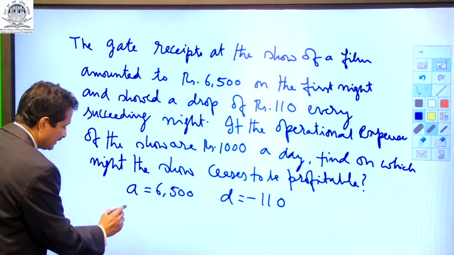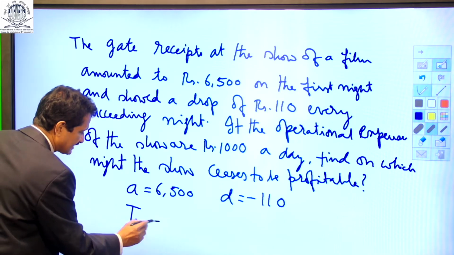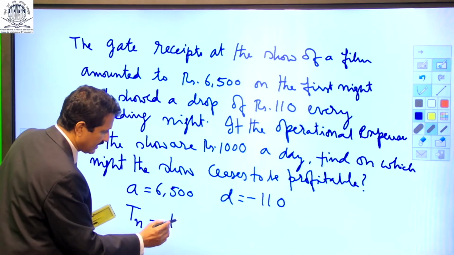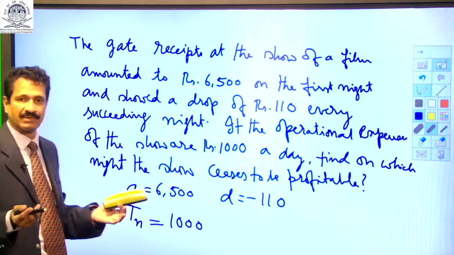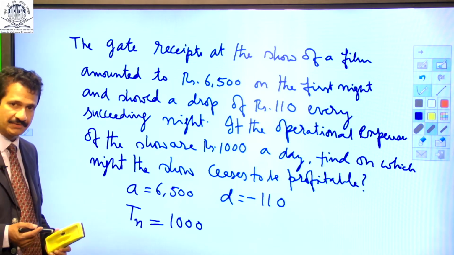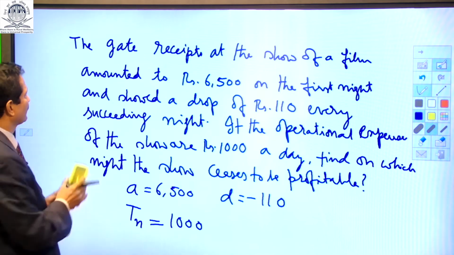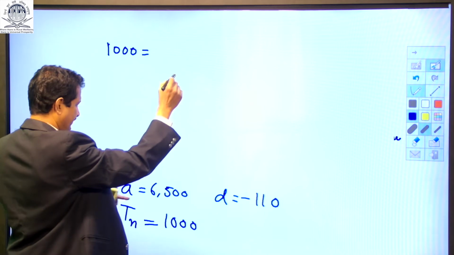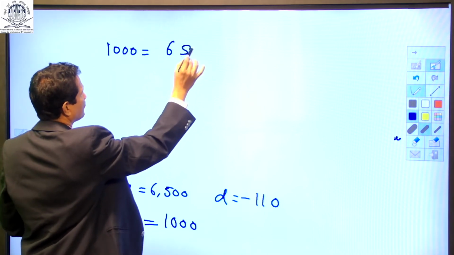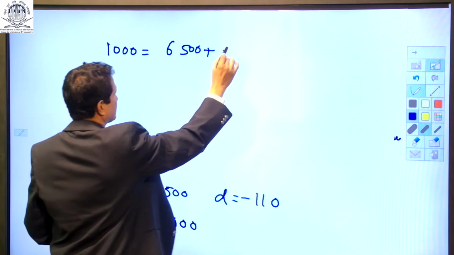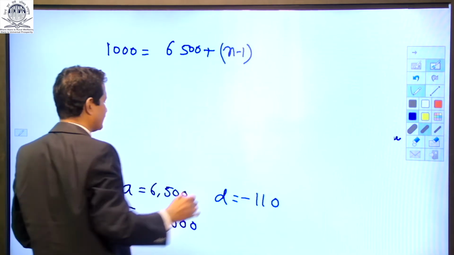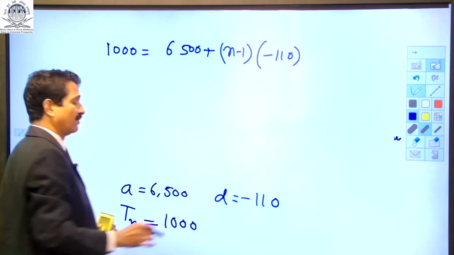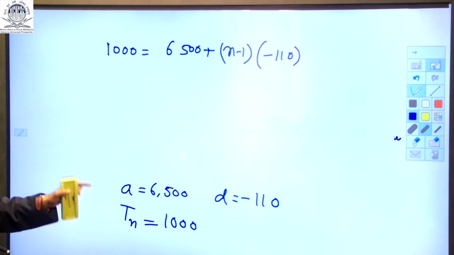It means Tn, n is the period which is not known to us, and that is what we are going to calculate. Tn is 1,000. The problem is now very simple. You know the formula, Tn is equal to A plus n minus 1 D. Let us solve this problem. Here 1,000 rupees is equal to A, which is 6,500, plus n minus 1, the period is not known to us, we are calculating this, into D. D is minus 110. Why minus? Because the collections are getting decreased.